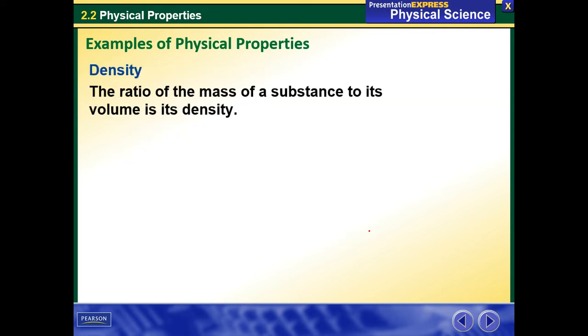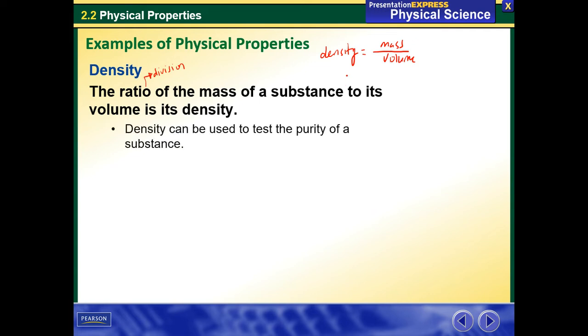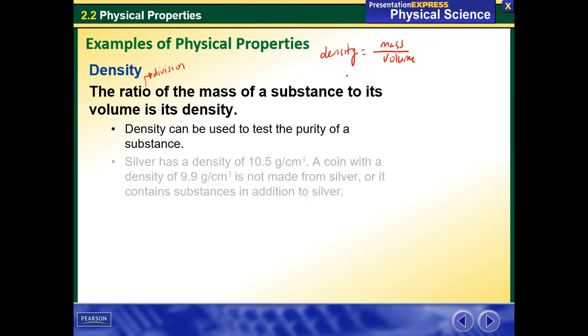The last one is density. Now, density should sound familiar because we did talk about it in the measurement chapter. It is a ratio, and remember, ratio is division. So that means density is going to equal the ratio, division, of mass of a substance to the volume of a substance. So if you know its mass and its volume, you can divide them to get density. Now, density can be used to test how pure something is.